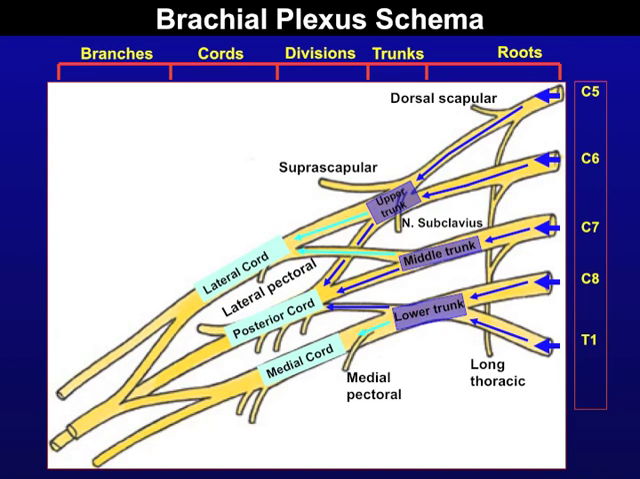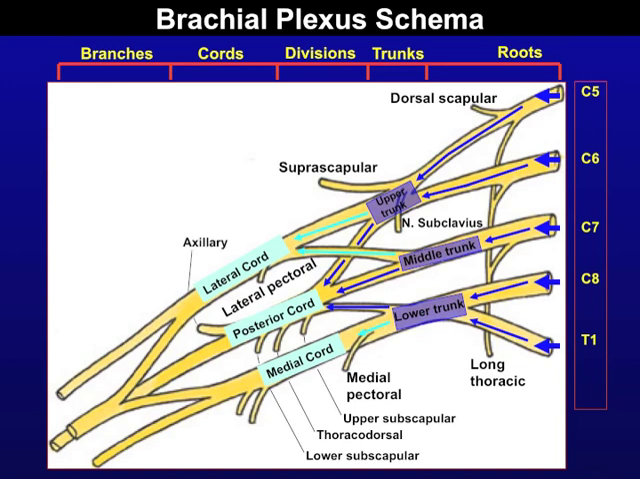Let's look at the terminal branches of the posterior cord. Most proximal is the upper subscapular nerve to the subscapularis muscle. Distal to it is the thoracodorsal nerve to the latissimus dorsi, and then the lower subscapular nerve that goes to the subscapularis and teres major muscles.